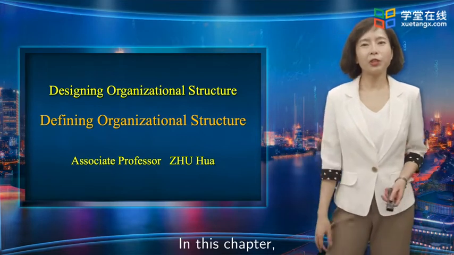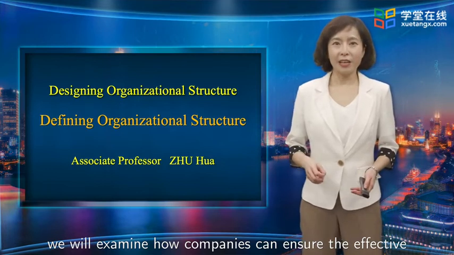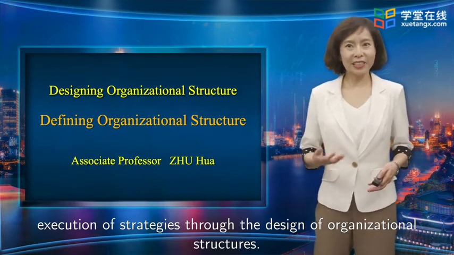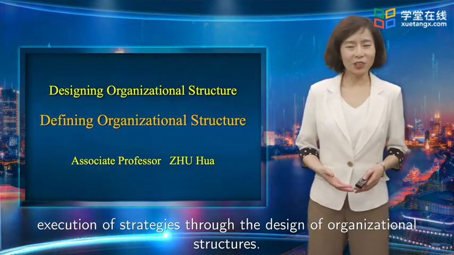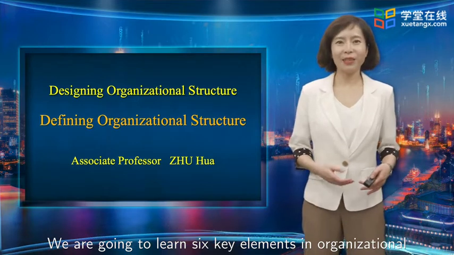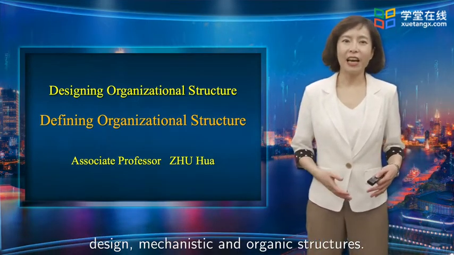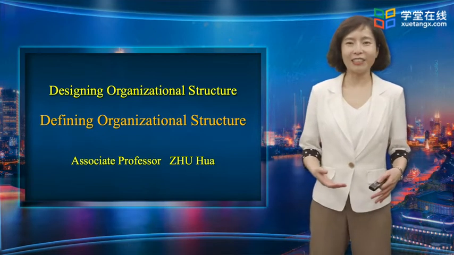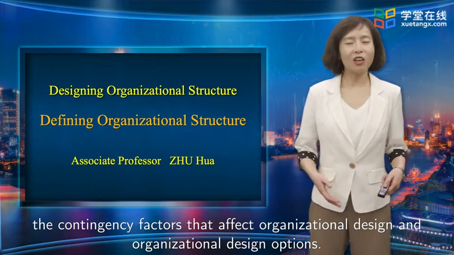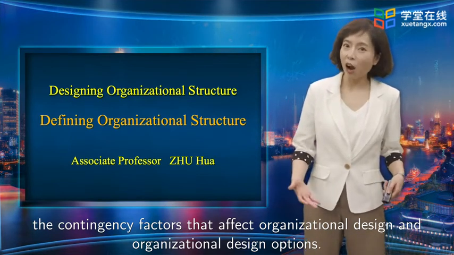In this chapter, we will examine how companies can ensure the effective execution of strategies through the design of organizational structure. We are going to learn 6 key elements in organizational design, mechanistic and organic structures, the contingency factor that affect organizational design and organizational design options.